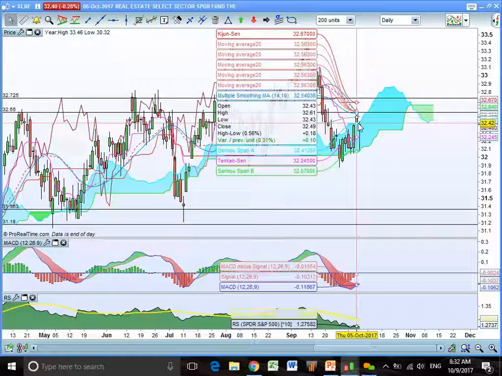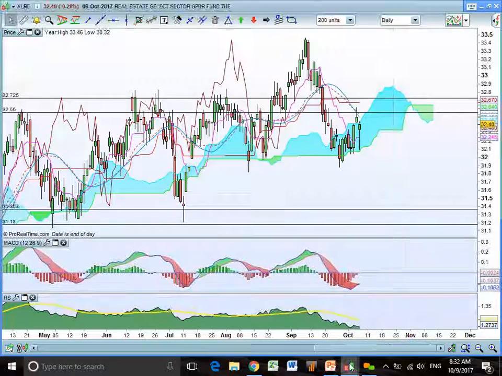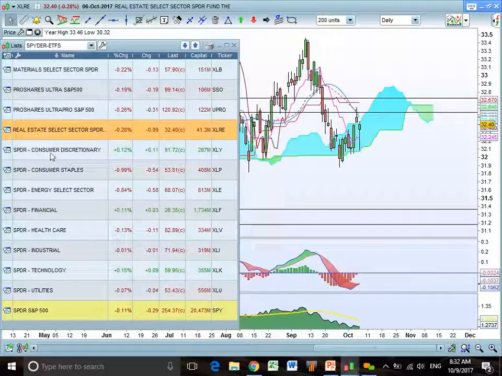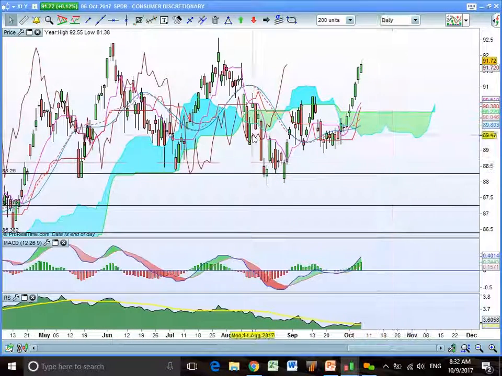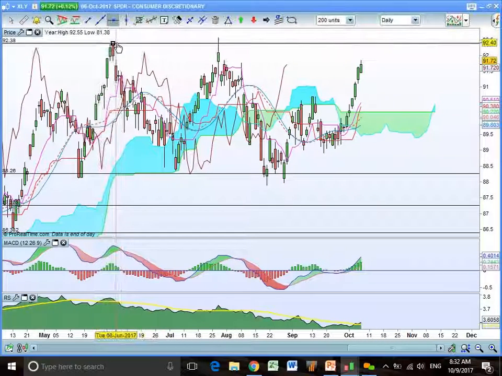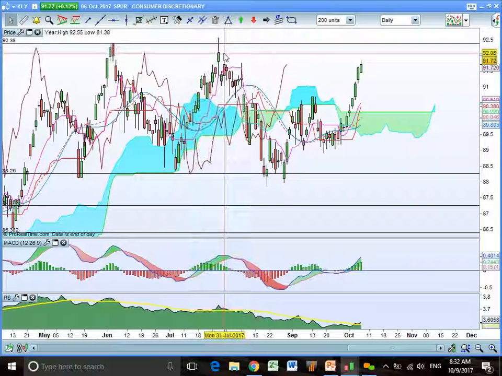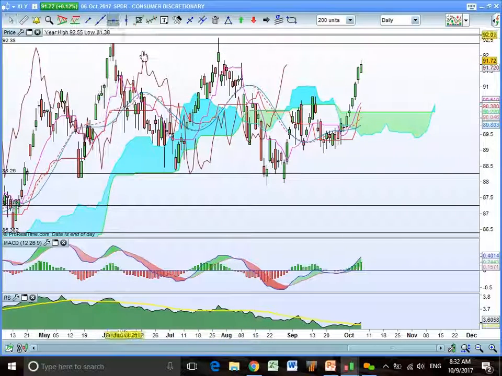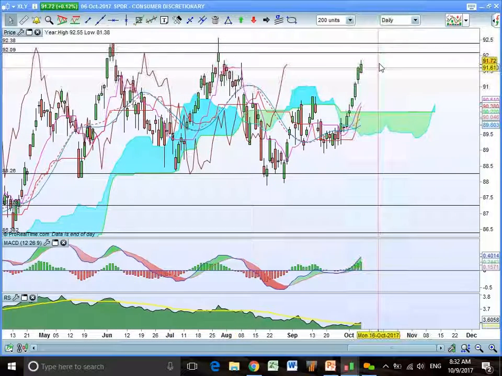Okay, next one, consumer discretionary, XLY. A nice strong rally. It had some trouble here with the resistance at the bottom of the cloud, managed to break past that, past the top end of the cloud, and it's now close to the old highs here. These levels are the next key resistance zone. So we could see a bit of consolidation in and around these levels. But we've had a nice strong rally there.